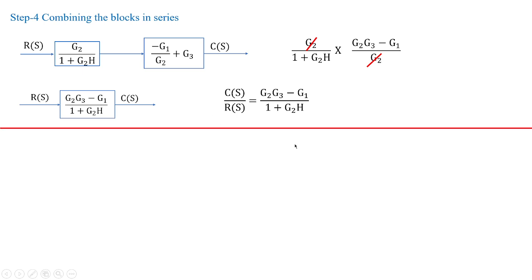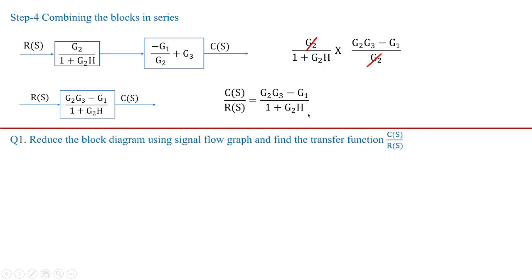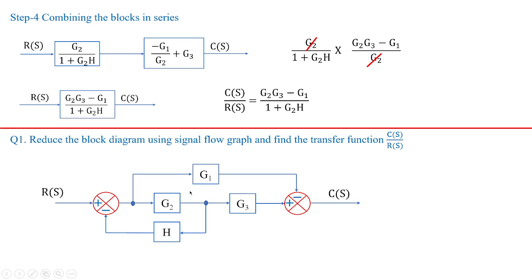The conclusion is that we are supposed to get the same answer using signal flow graph. So reduce the block diagram using signal flow graph and find the transfer function of C of S by R of S for the same blocks which are given in this fashion. So what we are going to do is, first we are going to identify the node points. Wherever you have the branch point, the summing point, the input and the output, I am taking them in the name of nodes.